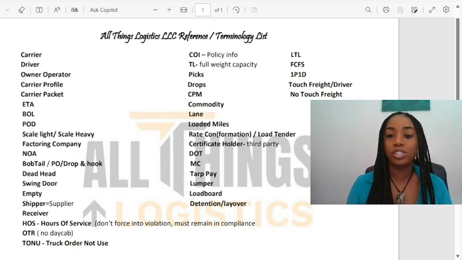You as the dispatcher, you do not have to have an MC number because you're not a broker. You are working under the MC number of your carrier. So you're representing them. Everything you're doing is under their MC number.